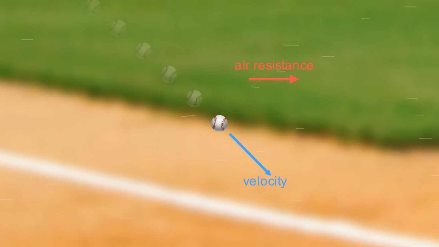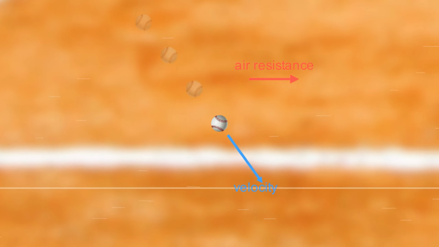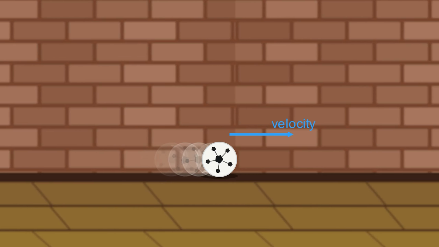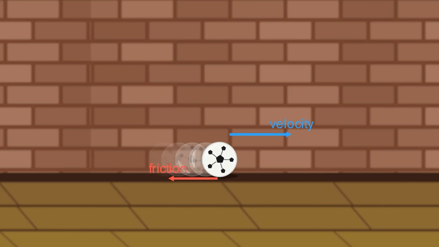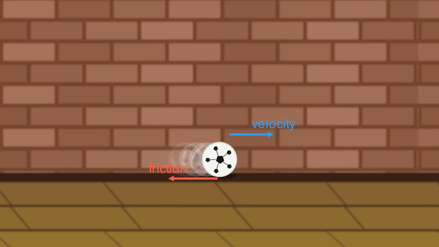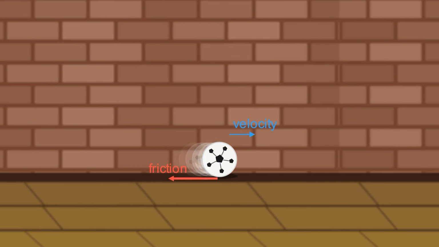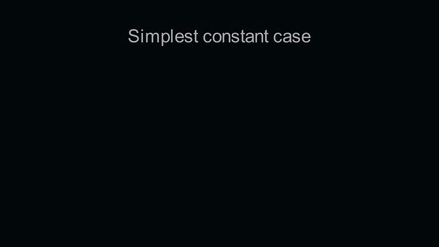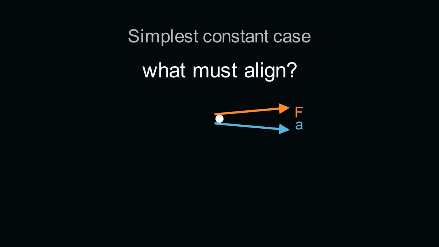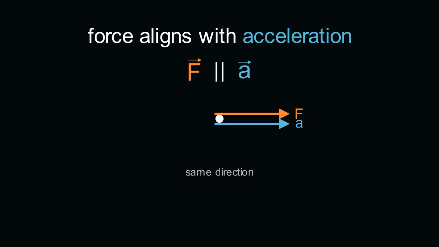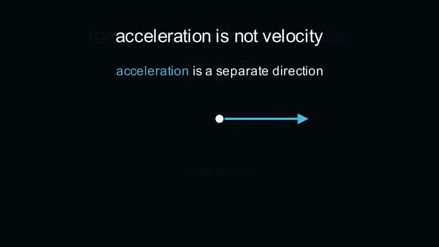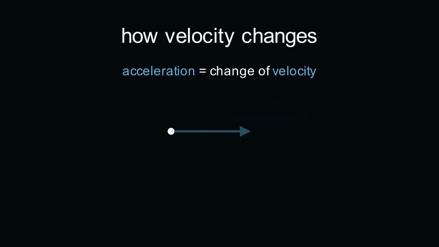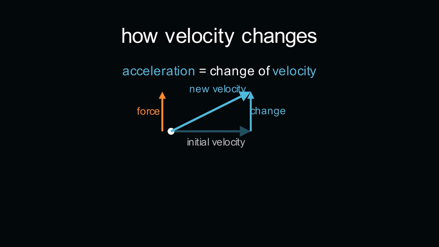This is why a body can move right, while the force acts left. A ball rolling across the floor may move to the right, while friction acts to the left. Because motion and force do not have to point in the same direction. What must align in the simplest constant mass case is force and acceleration. Because acceleration tells us not where the object is moving, but how its velocity is changing.